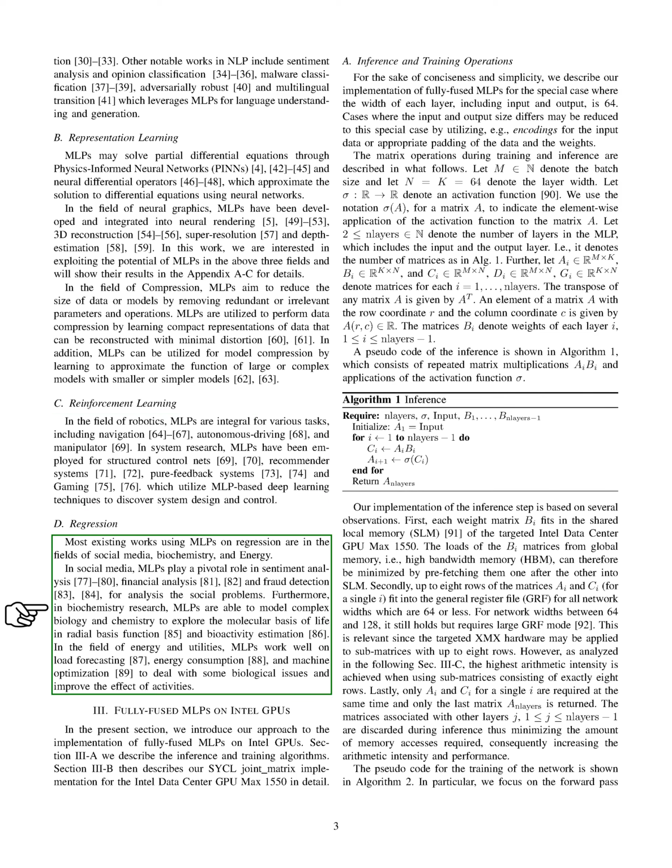MLPs are widely used in regression tasks in fields such as social media, biochemistry, and energy. In social media, they are essential for sentiment analysis, financial analysis, and fraud detection. In biochemistry, MLPs model complex biological and chemical processes. In the energy sector, MLPs excel in load forecasting, energy consumption analysis, and machine optimization.